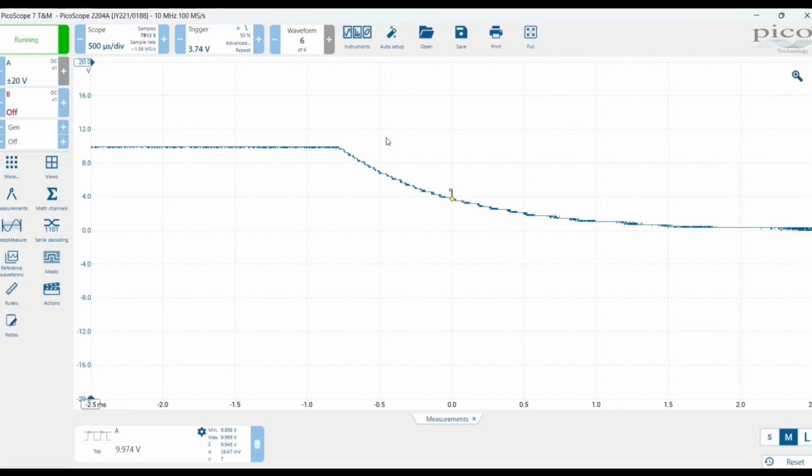Because I set the oscilloscope to trigger after one time constant of discharge, if I click on the point where it starts to discharge and remove the minus sign, that will tell me the time constant of the circuit, which I can see is 777 microseconds.